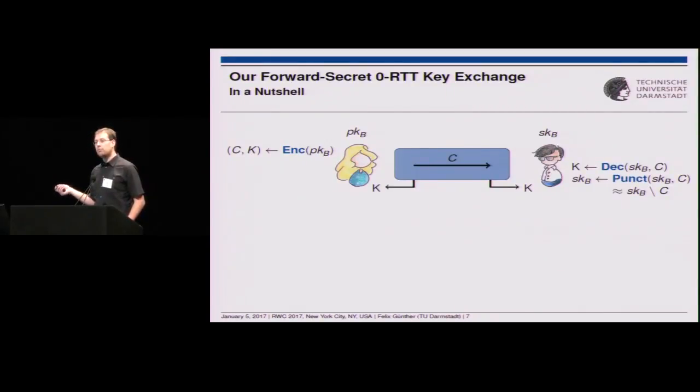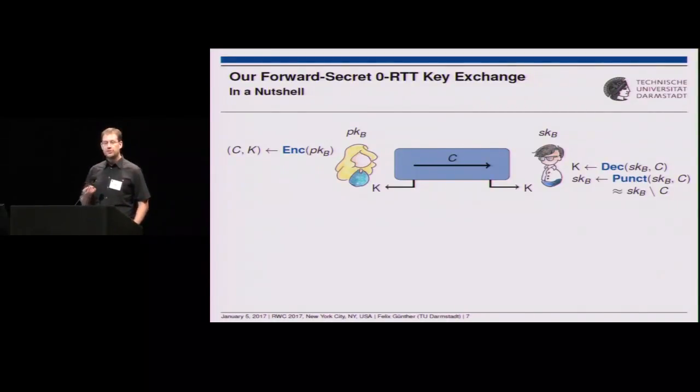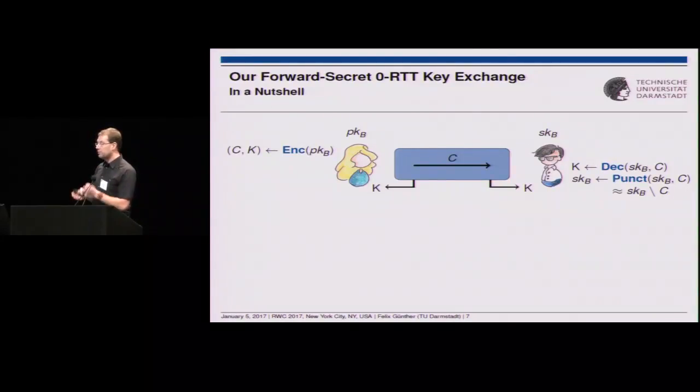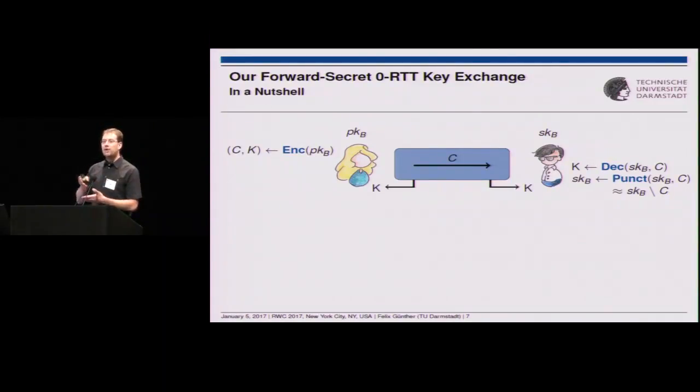On the other side, Bob will then do two things. First of all, he will decapsulate the key, at this point able to decrypt the data that might be arriving from Alice. And then the second step is he will take his secret key and puncture out, that is, remove the capability to derive this key again. And this is what gives you this immediate forward secrecy. So how is this puncturing functionality enabled in this design?